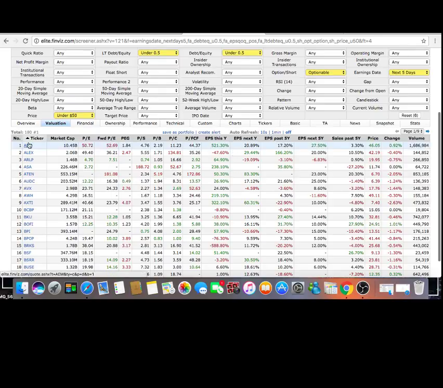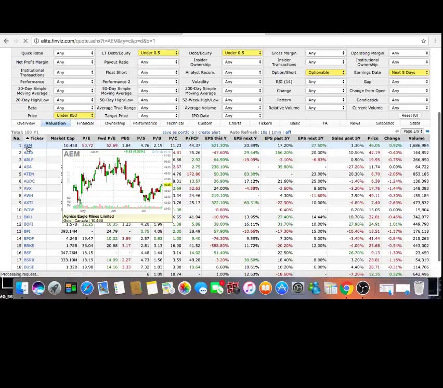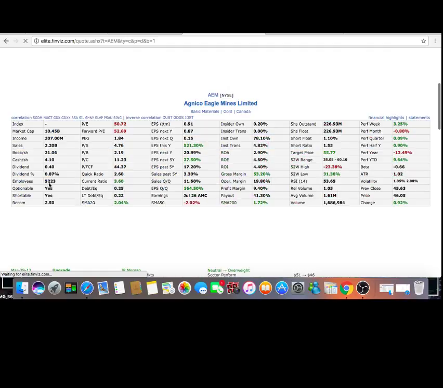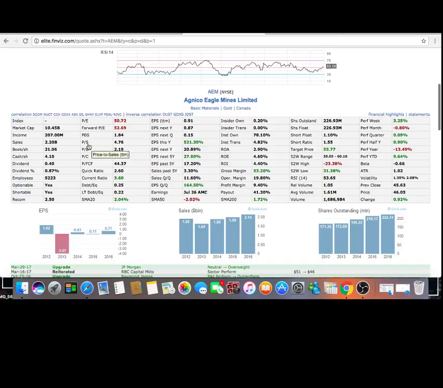Now, I want to show you something that they don't do. Don't know why they don't have it, but cash per share they do not have on the other part. They have price to sales, and they have price to cash per share. But they do not have cash per share showing over here when I go back.